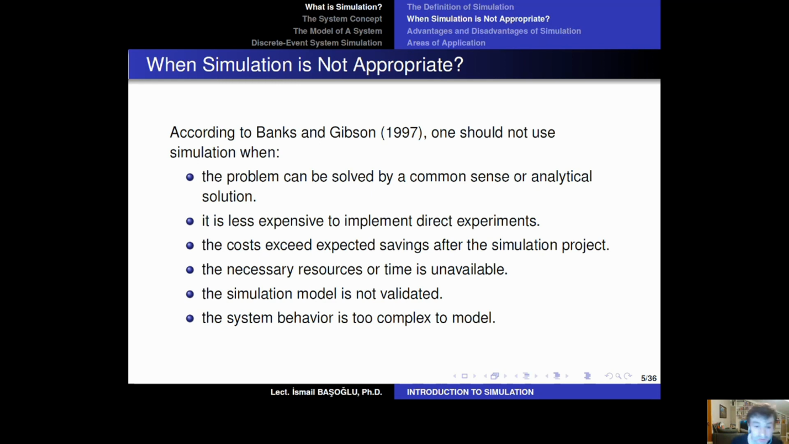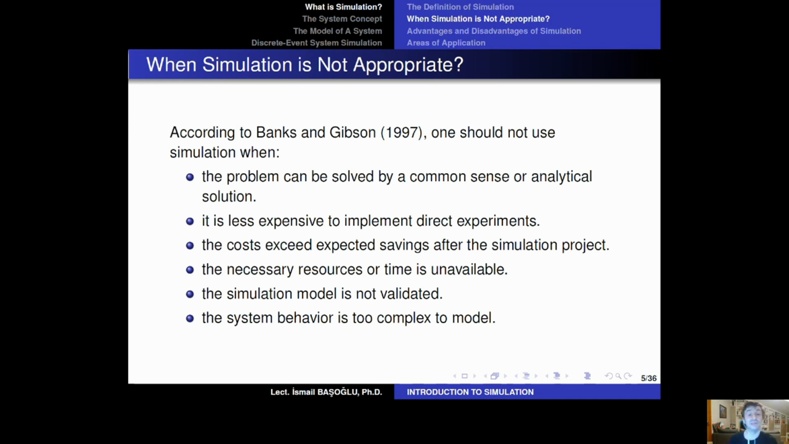Now, you can create a simulation model, but the model may not really imitate the original system. I mean, even though you make experiments on that model, it is not fully representing the original system. How can you trust the results that you obtain from that model? So what I'm mentioning here is that the model that you have created may not be a valid model of the original system. And in that case, we say that when the simulation model is not validated, you should not trust the results that you obtain from that simulation model. And again, it is not going to be an appropriate tool to use here.